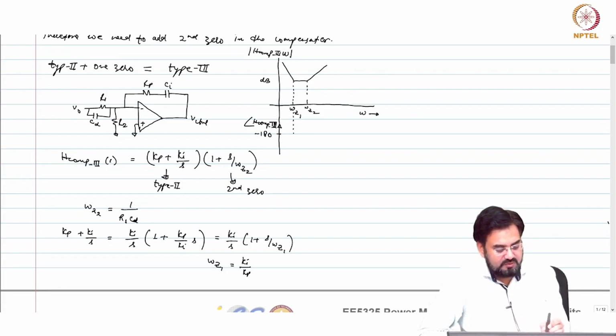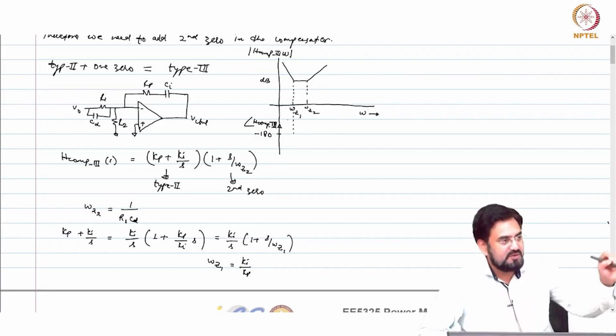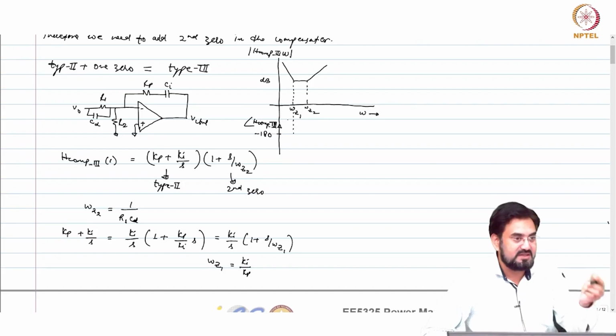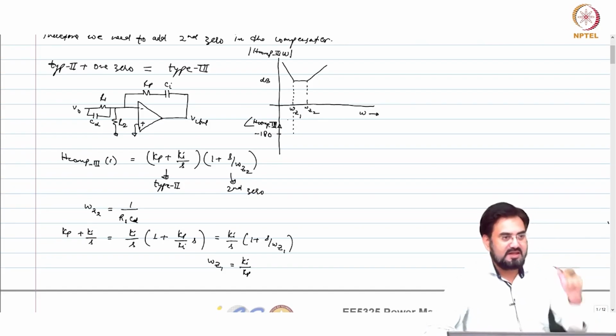Or what you can do, in the H com 3, instead of plotting angle of H com 3, you can plot angle of H com 3 plus 180, so that you can start with minus 90. So that offset will basically shift your phase shift.